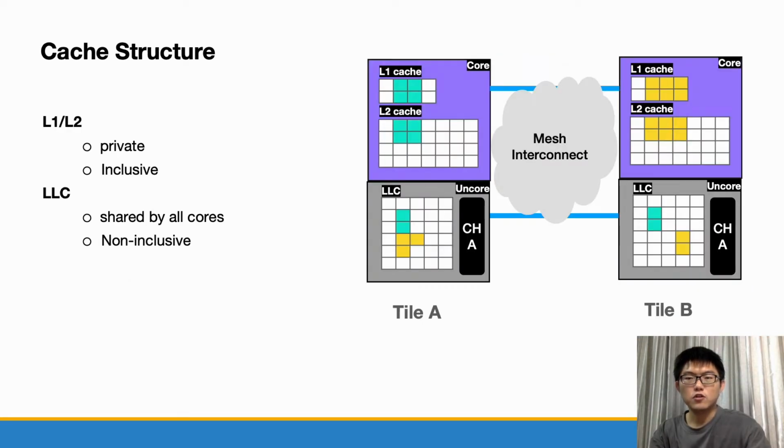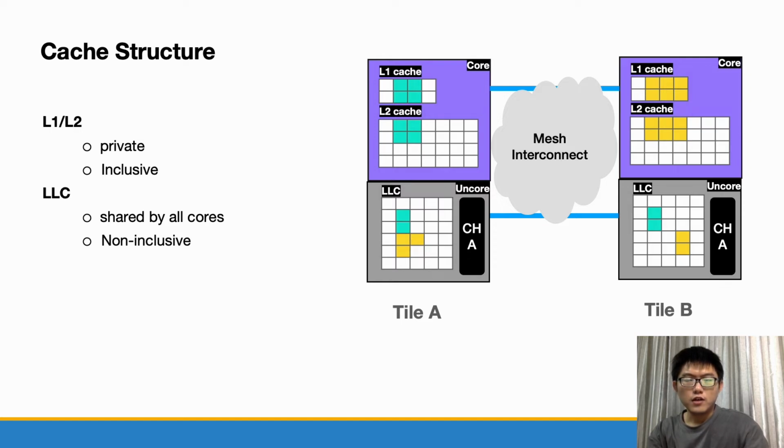Here is the cache structure with mesh interconnects. Take our experiment platform Skylake SP, for example. The L1 and L2 cache is private, while the LLC is shared by all the cores. As the picture shows, green cache lines in tile A's L2 cache could also appear in tile B's LLC. The L1 and L2 cache is inclusive, while the LLC cache is non-inclusive.